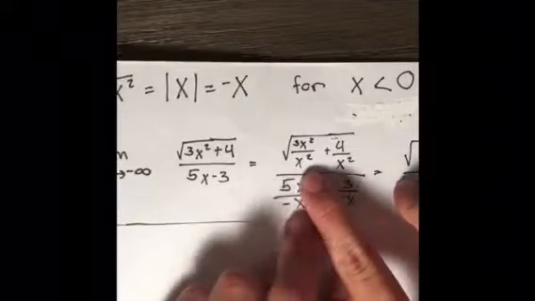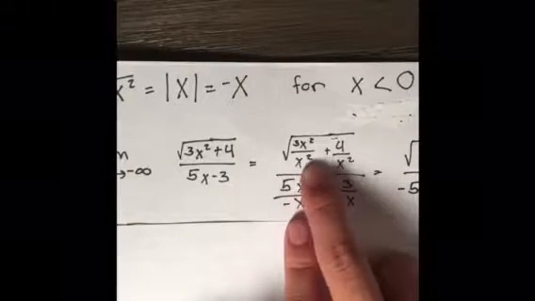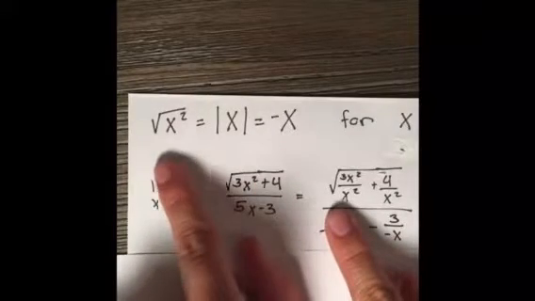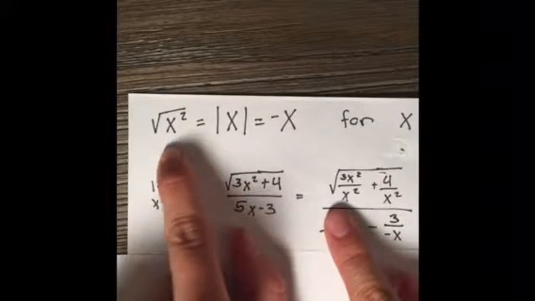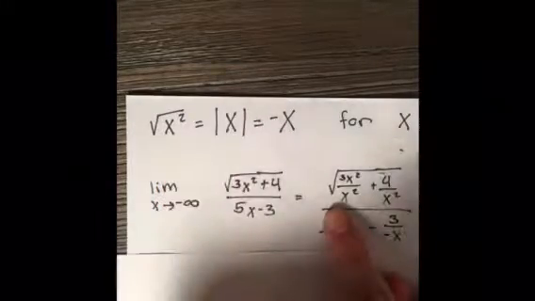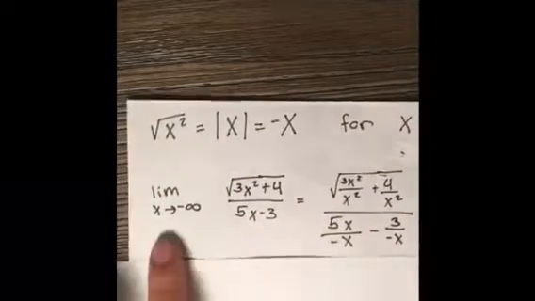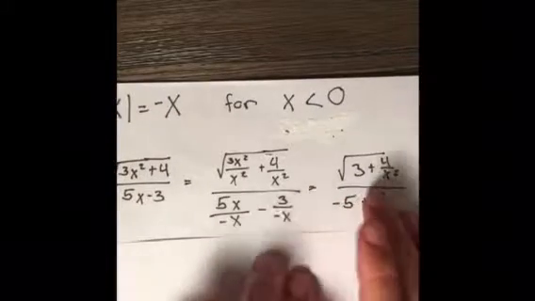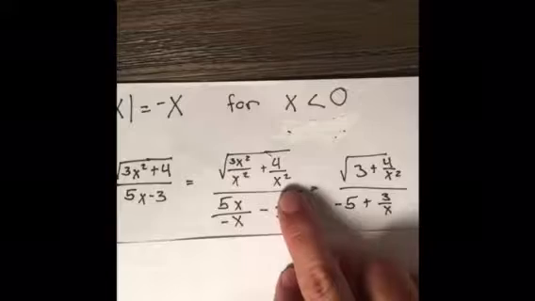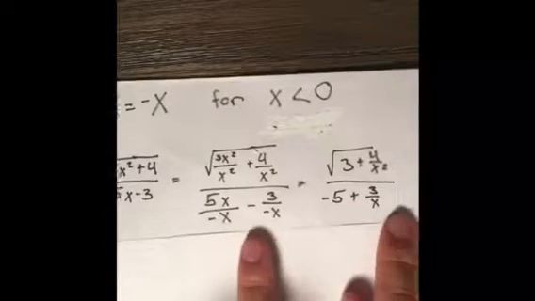And inside the root it is x squared, because negative x is equal to the square root of x squared. The square root of x squared is plus or minus x, and in this case it's going to be negative x because x goes to negative infinity. So then you divide each value by negative x, or the square root of x squared. And then that is going to equal this.